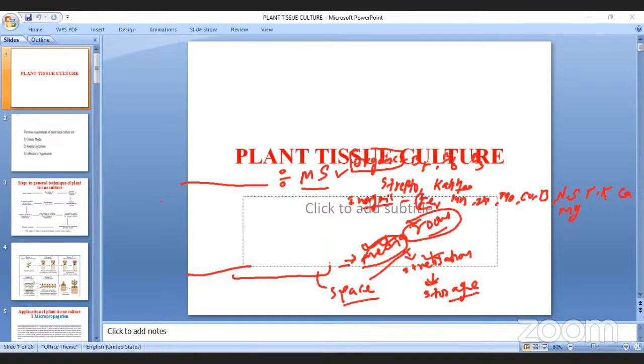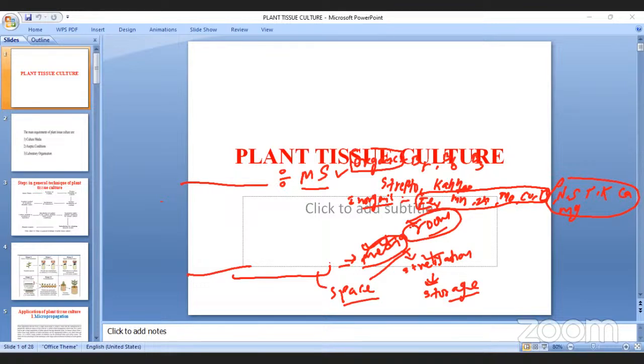These are all macro, and these are micronutrients. Actually, they are required for the plant to grow. In general, how does the plant get these micronutrients or macronutrients? In general, they can get them from the soil, in the form of minerals.